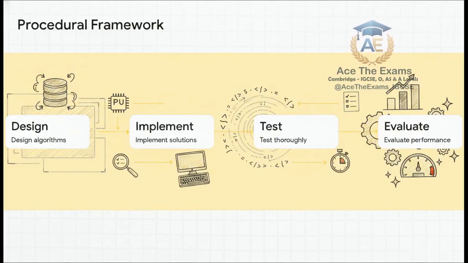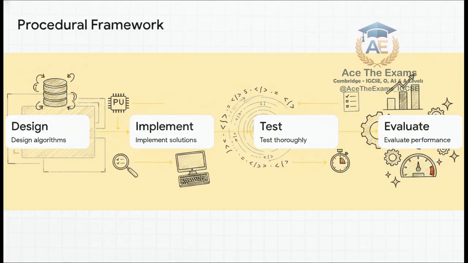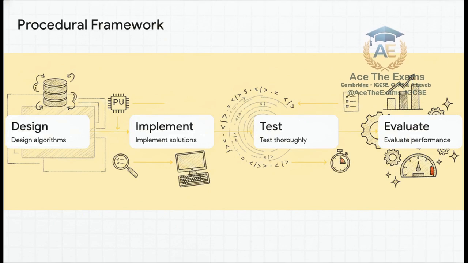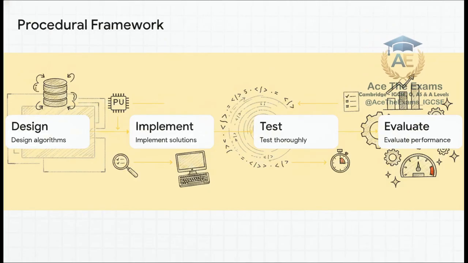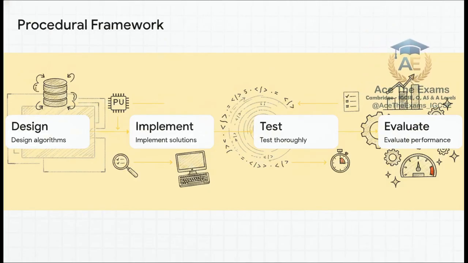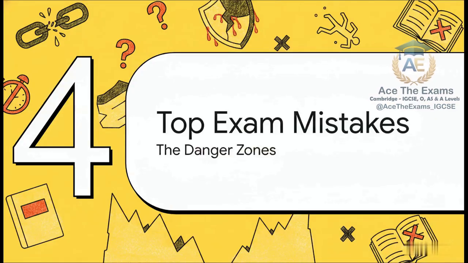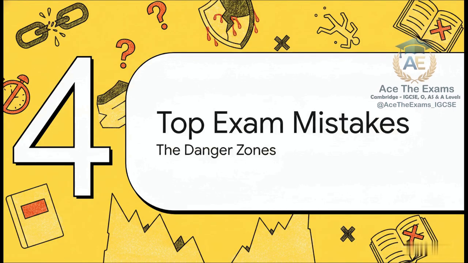In the exam, you'd have about 30 seconds to plan a perfect PEEL paragraph covering these steps. Keep this procedural framework locked in your mind, and you will systematically drain every available mark from the paper. Let's move to our 4th section and explore the exact places where candidates are bleeding marks.